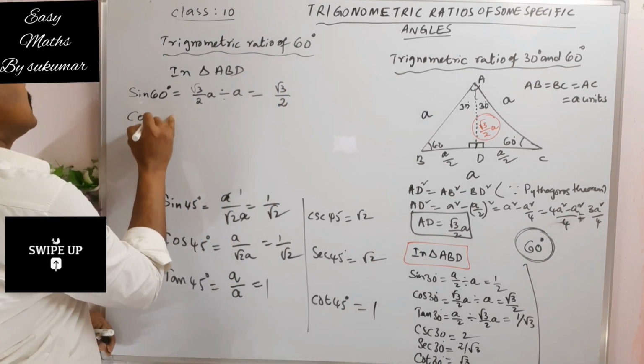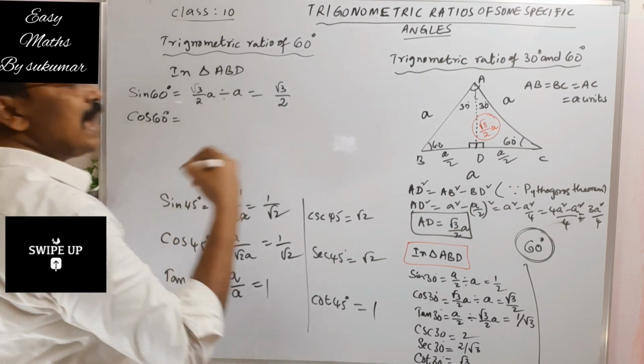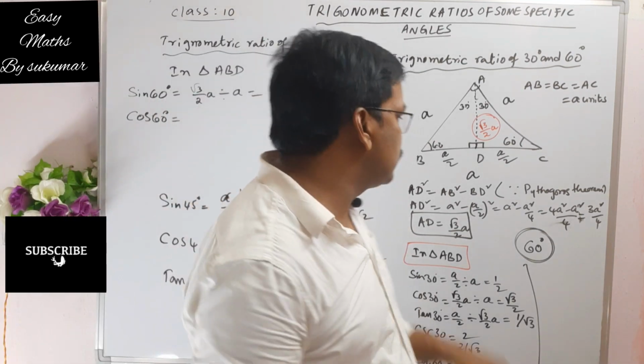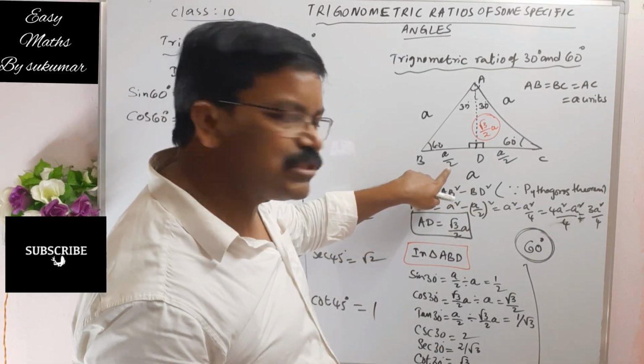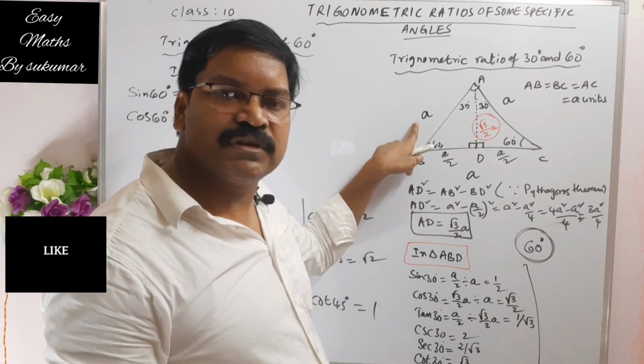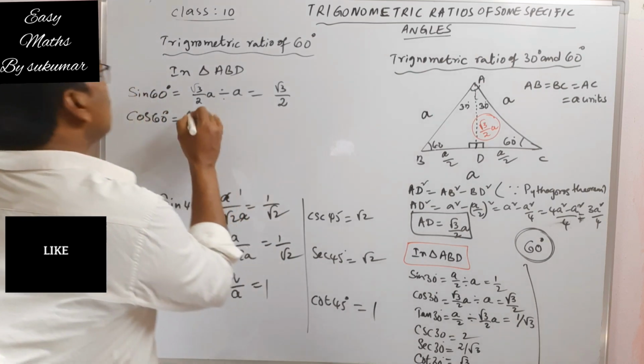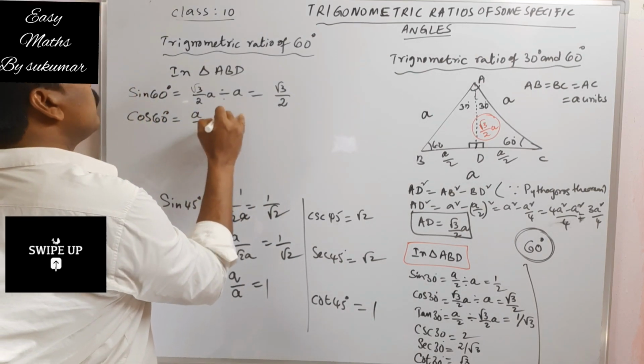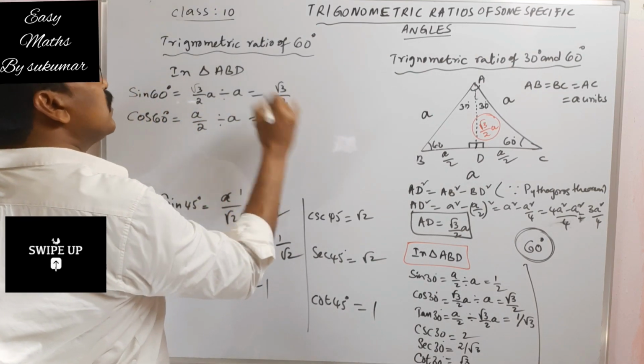Next one is cos 60. Cos 60 degrees means adjacent side by hypotenuse. Here, this is the adjacent side for angle 60 degrees and the hypotenuse is small a. So that means a by 2 divided by a, so it is equal to 1 by 2.